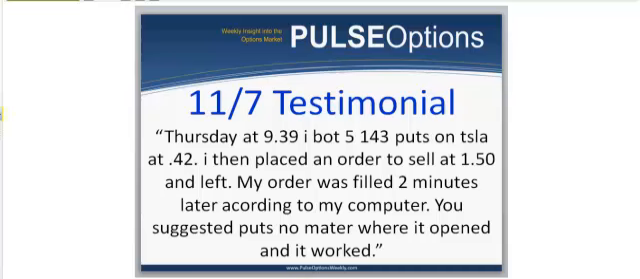But here's the bottom line. He bought 5 of the 143 puts on Tesla for 42 cents. 42 cents is $42 a contract. 5 contracts at $42 a contract is $210. He placed an order to sell at $1.50 and left. My order was filled 2 minutes later, according to my computer. You suggested puts no matter where it opened, and it worked. Right? So his $210 became $750 in a matter of minutes.